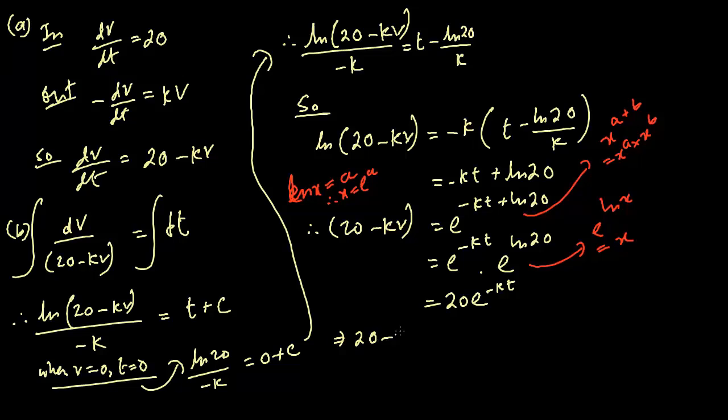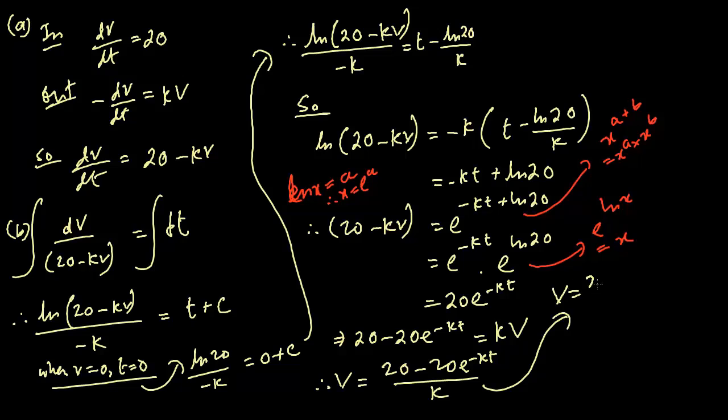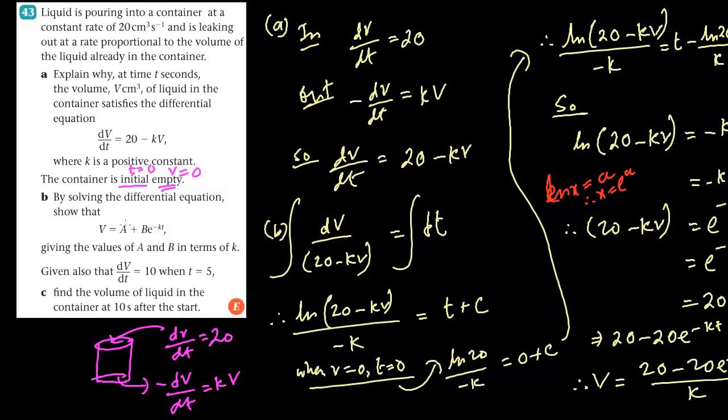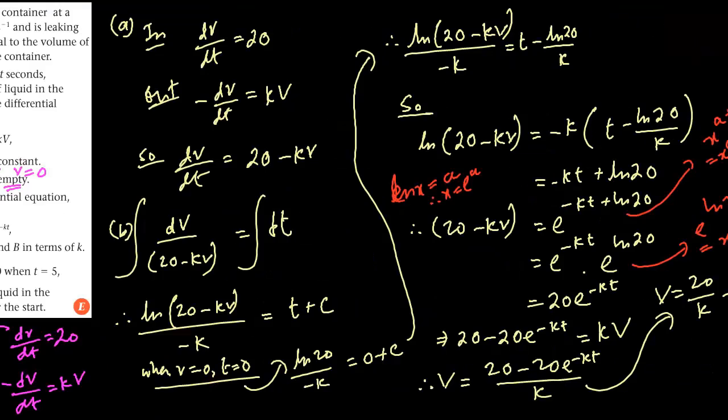So this is going to be 20 minus 20 e to the power minus kt equals kV, and if we send the k to the other side, therefore V equals 20 minus 20 e to the power minus kt, divided by k, and we can further simplify it. V equals 20 by k minus 20 by k e to the power minus kt. So we can say 20 by k is the arbitrary constant a, and minus 20 by k is the arbitrary constant b, and that's what they said. They said express in that format, giving the values of a and b in terms of k.